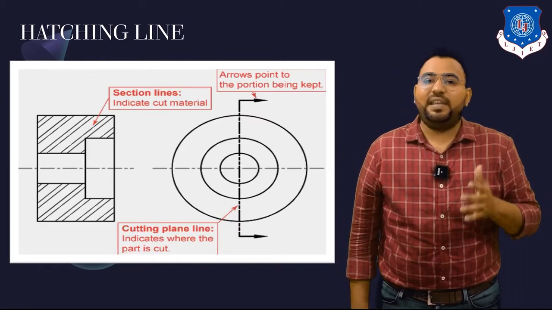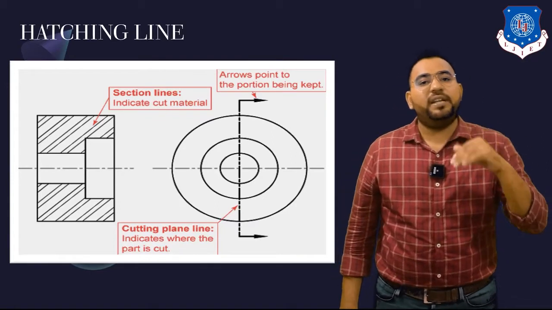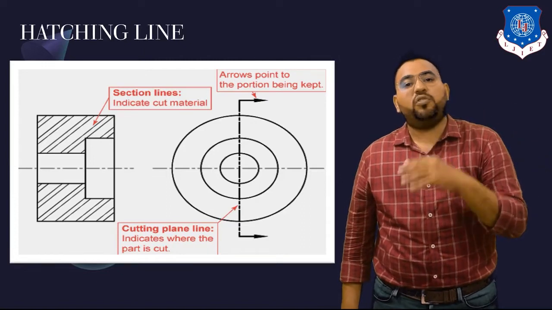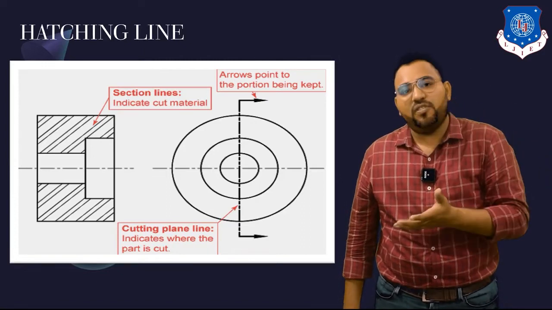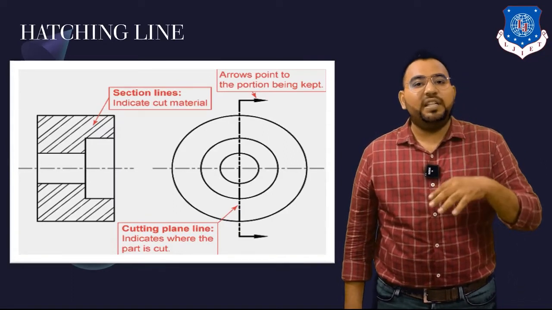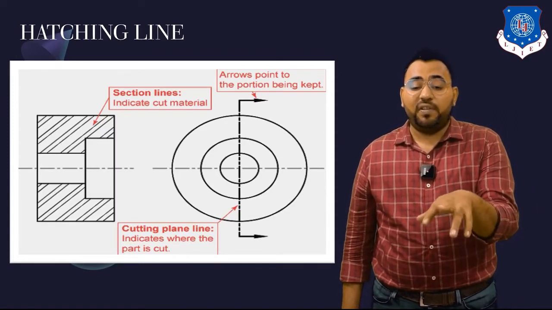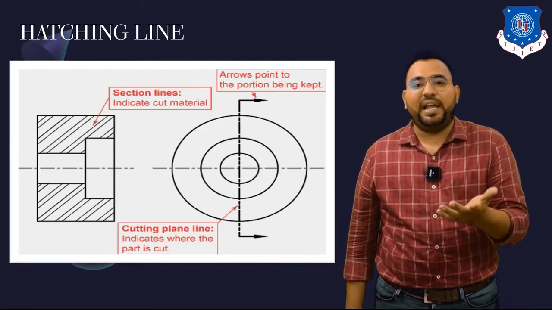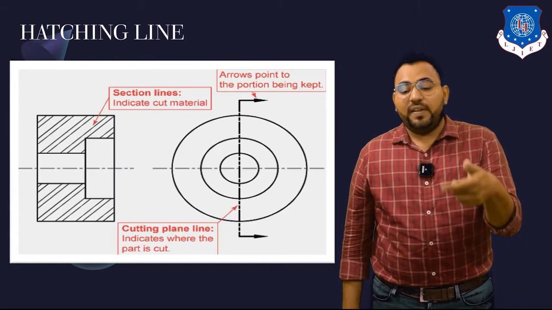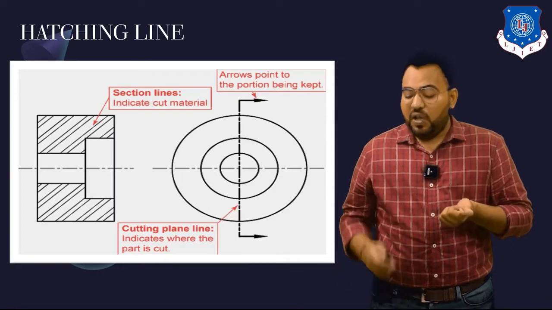So what is a hatching line? Let's say you have a particular object and you apply the cutting line over there. It shows that this object is going to be cut there, and whatever the remaining surface is, that is going to be seen with the hatching line. So hatching line is used for showing the remaining cut portions. You can call it section line or hatching line. The cut portion is shown by those 45-degree lines. So this line is known as hatching line or section line.